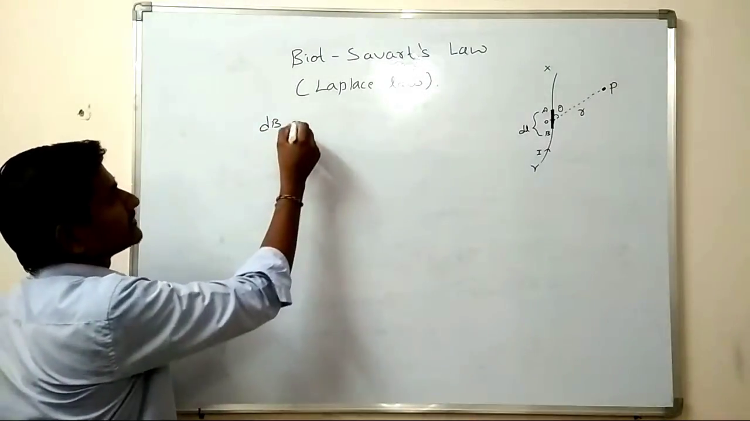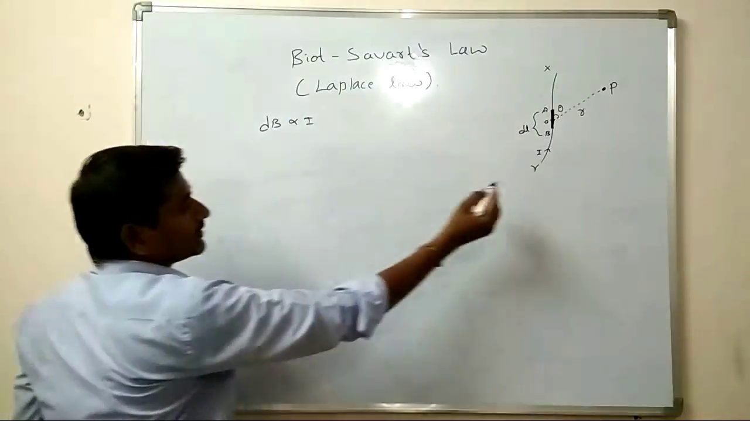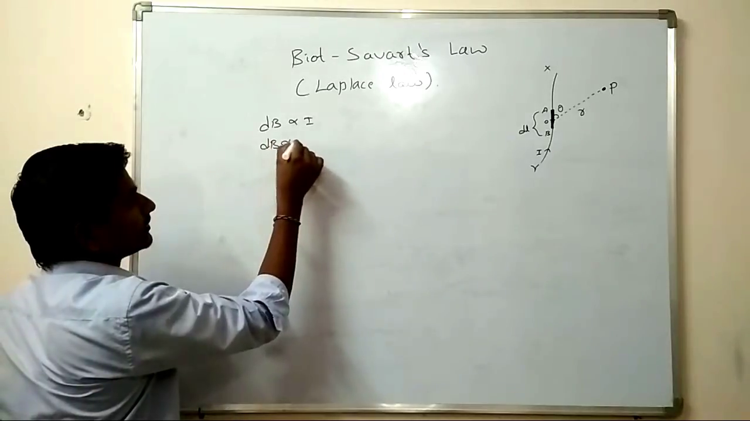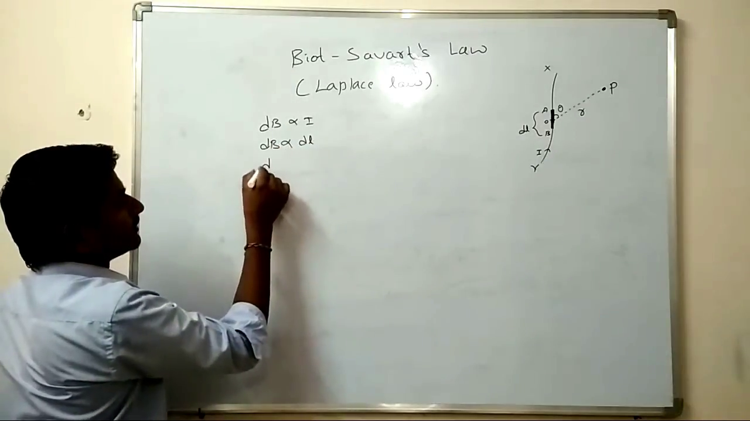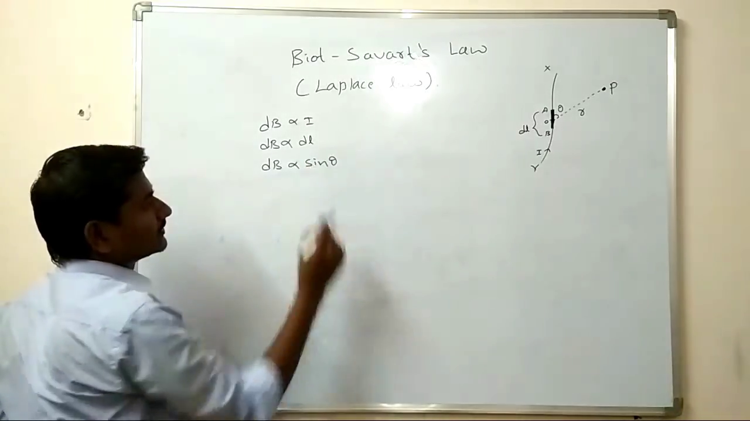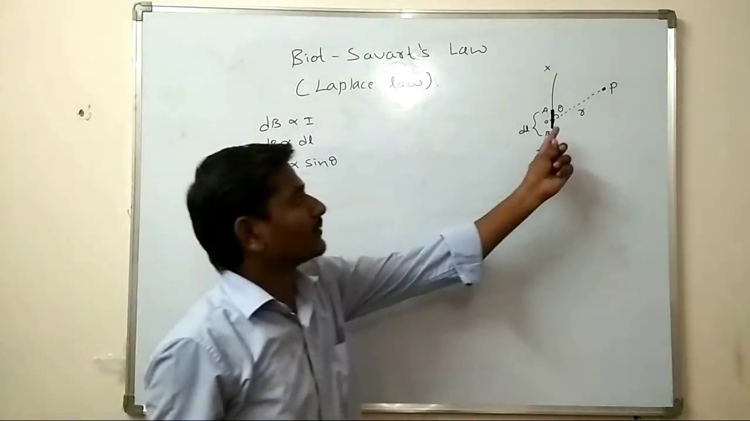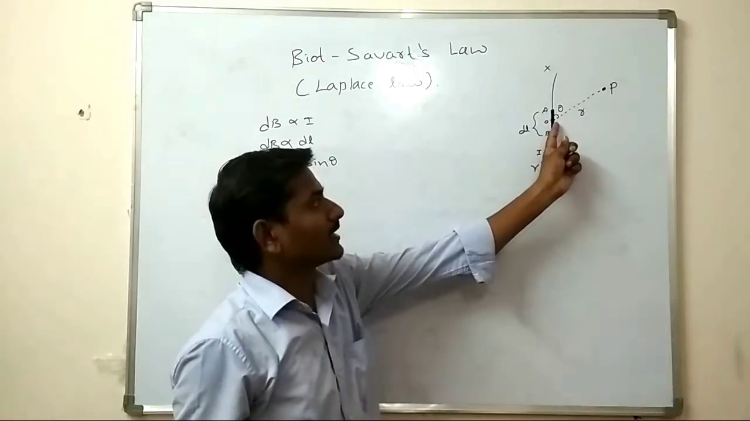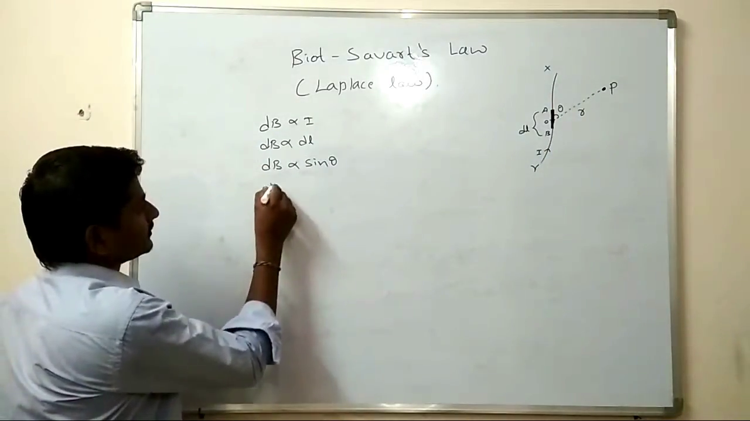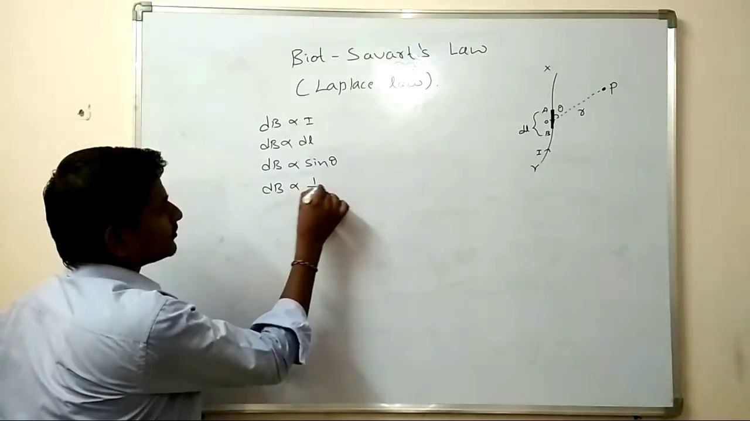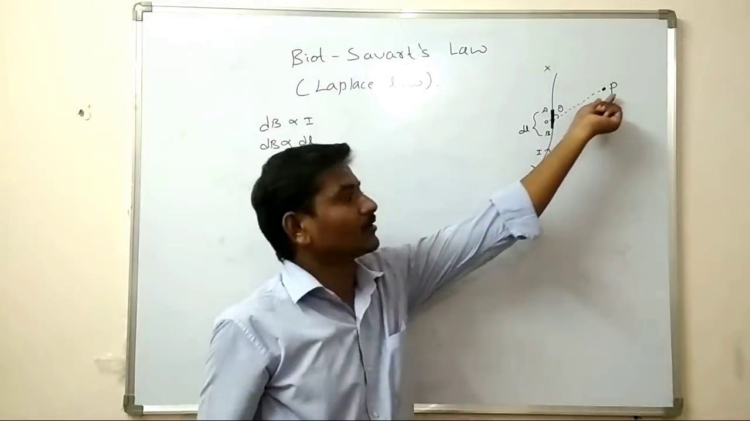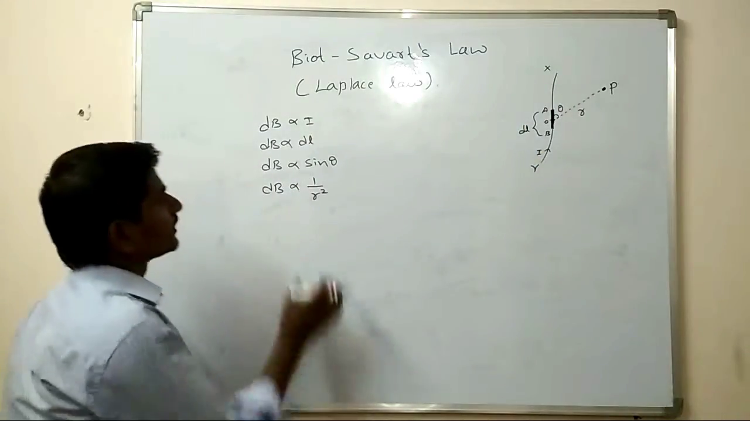This magnetic field is directly proportional to the current through the current element. It is directly proportional to the length of the current element. The magnetic field is directly proportional to sin theta, where theta is the angle between the current element and the line joining the point of observation, and it is inversely proportional to the square of the distance from the current element to the point of observation.